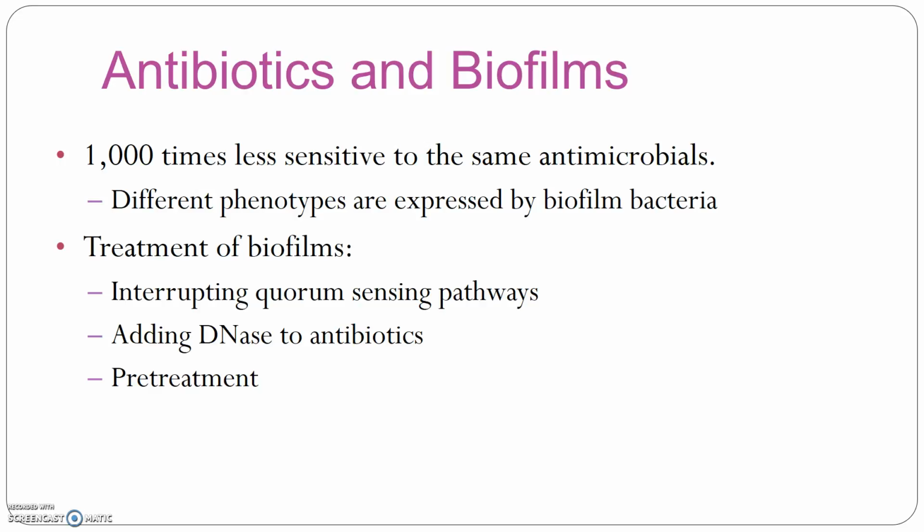All right, so we've talked about biofilms before in the class. Unfortunately, because there are so many different bacteria species in a biofilm, they're actually much less sensitive to the same antimicrobial drugs. The bacteria in biofilms can actually take on different phenotypes when they're expressed at the same time with all these different bacteria. Some of the ways that would be used to treat the biofilm is to interrupt the quorum sensing pathways. Additionally, DNase can sometimes be added to antibiotics. This DNase is going to be able to disrupt the clumping of the bacteria together, as well as pre-treatment can be done in some cases.